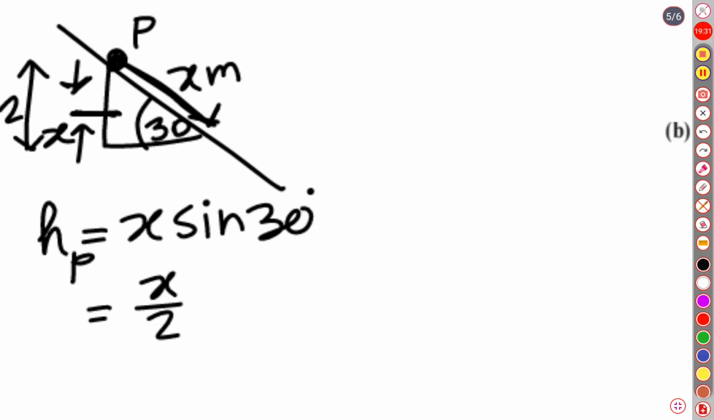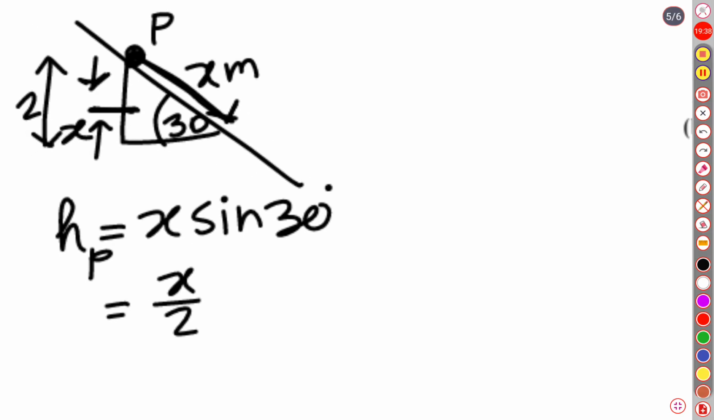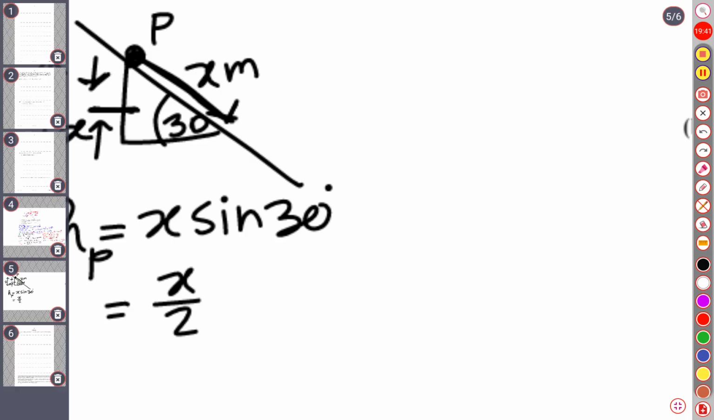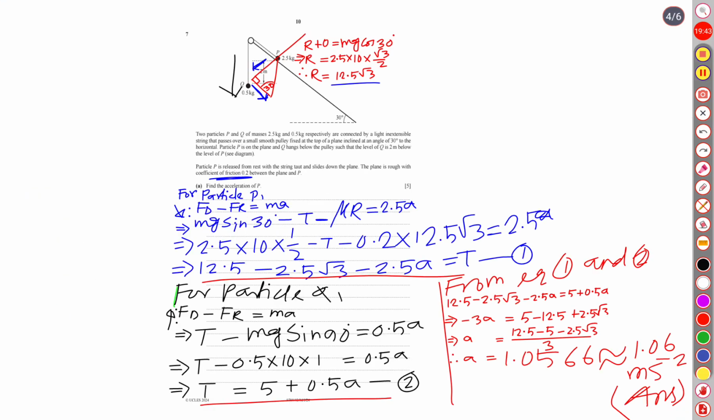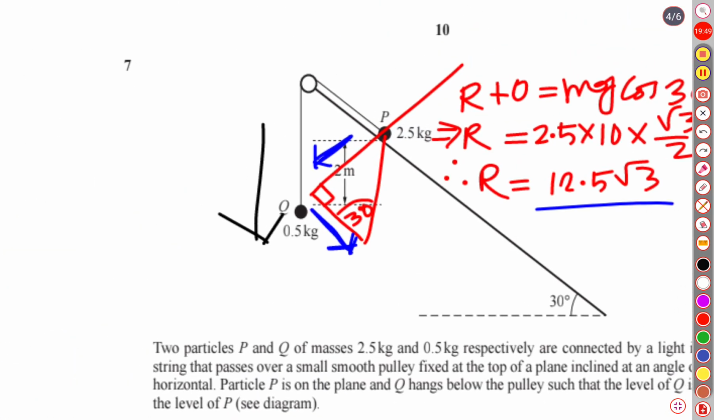So what was the total distance? The total distance was 2 meters. Let me show you the figure here. Look at this, the distance between P and Q is 2 meters. So P moved downward and Q moved up. Q moved up x meters, and the distance traveled by P is also x meters.